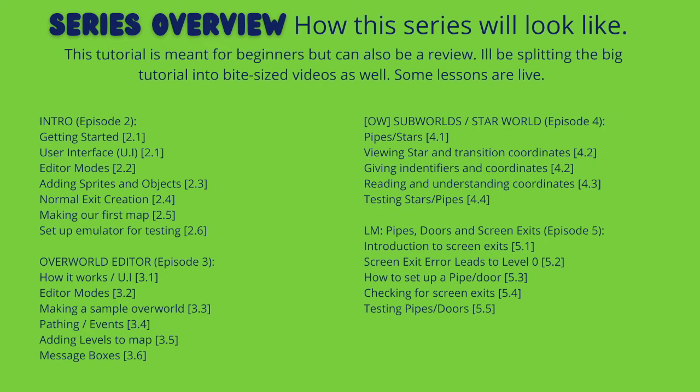We're going to talk about pipes and stars, viewing star and transition coordinates. We're going to learn how to give identifiers and coordinates. I'm going to teach you how to read these coordinates, and we're going to test them out. In episode 5, we're going to learn about pipes, doors, and screen exits.